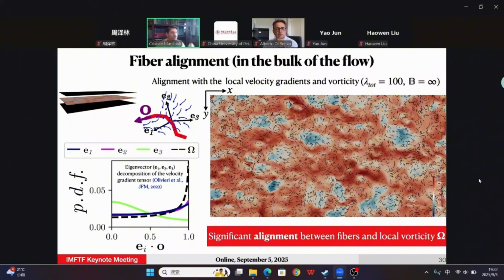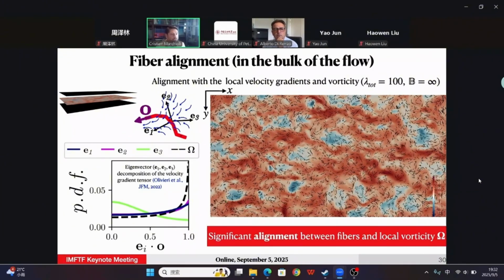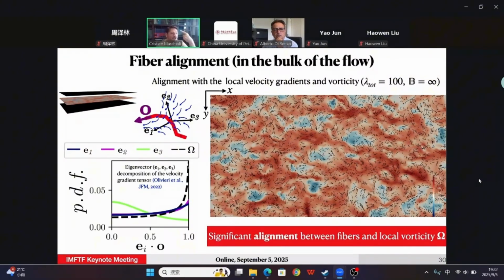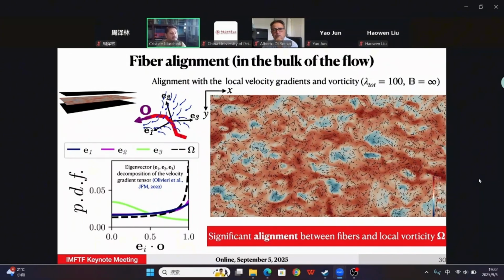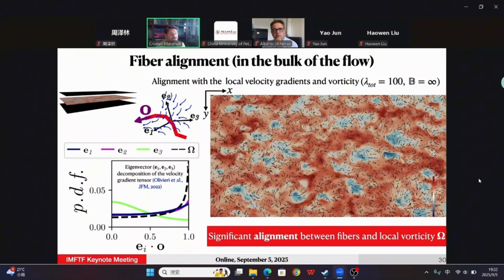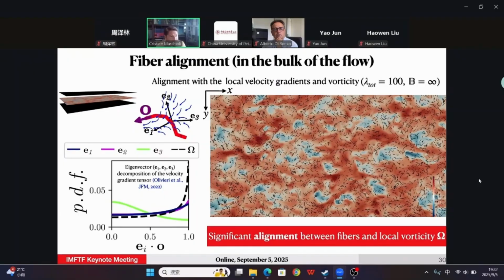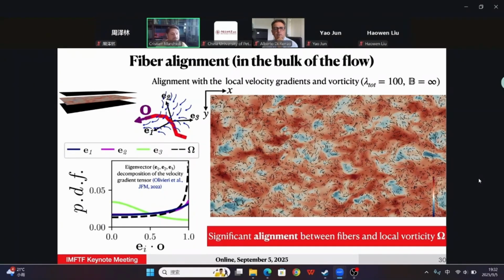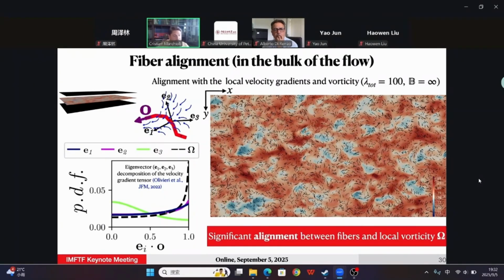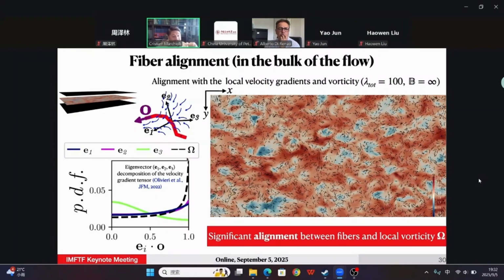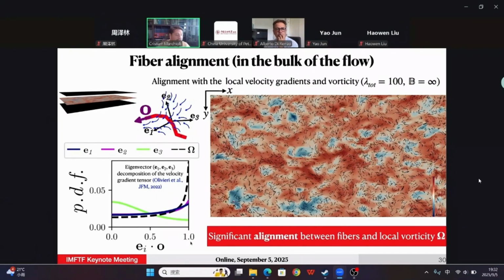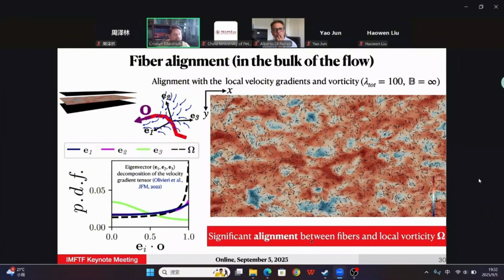So what we can do, we have all these elements in the chain. We know the orientation of each of these elements. We know the orientation of vorticity in that region, and we take the product of these vectors. Then we produce the PDF, and this is what we get. So there is a clear peak at 1 that indicates this preferential alignment.